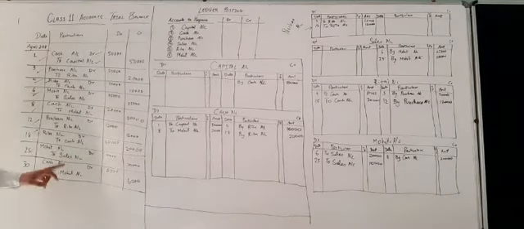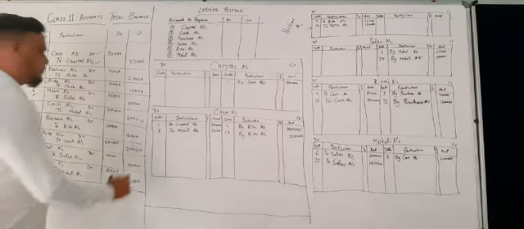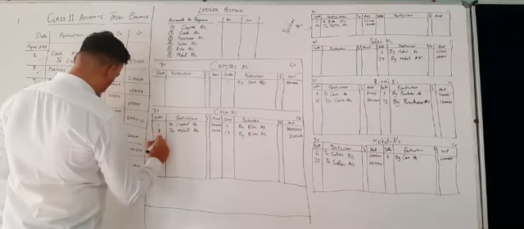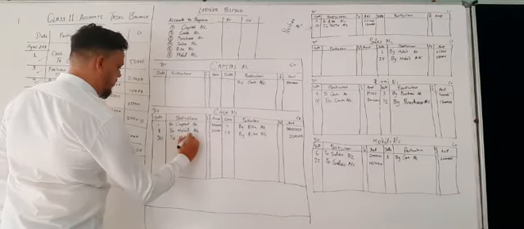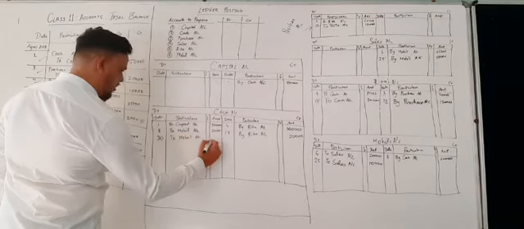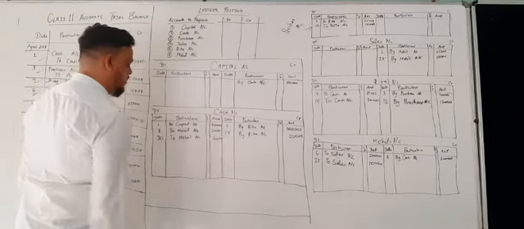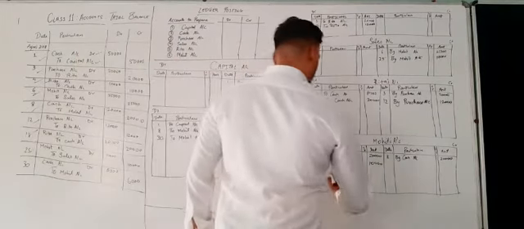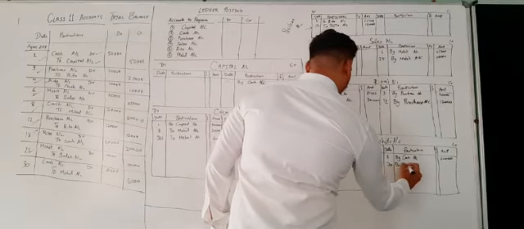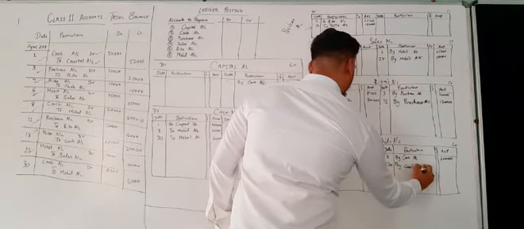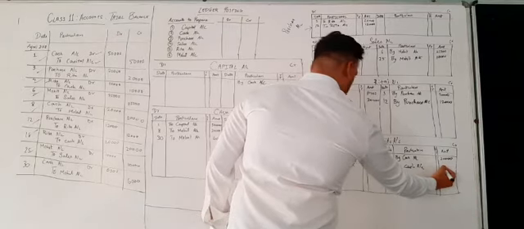On the 30th, cash account debit to Mohit. Mohit has paid cash. So here we have to write on the 30th "to Mohit account." The amount will be 6,000. On the Mohit side we have to write on the 30th "by cash account." The amount will be 6,000.